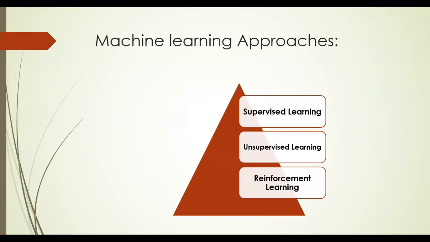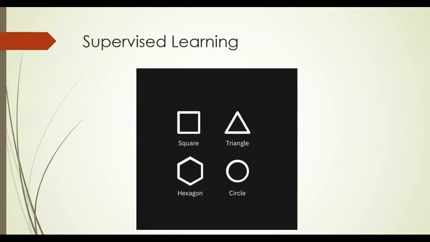Now, machine learning approaches. Machine learning approaches are divided into three types: supervised learning, unsupervised learning, and reinforcement learning. In supervised learning, we have data and its label. Like this image is a square, so it has a label as square. So this is nothing but what is called labeled data. The algorithms which are working on this data are supervised learning algorithms.